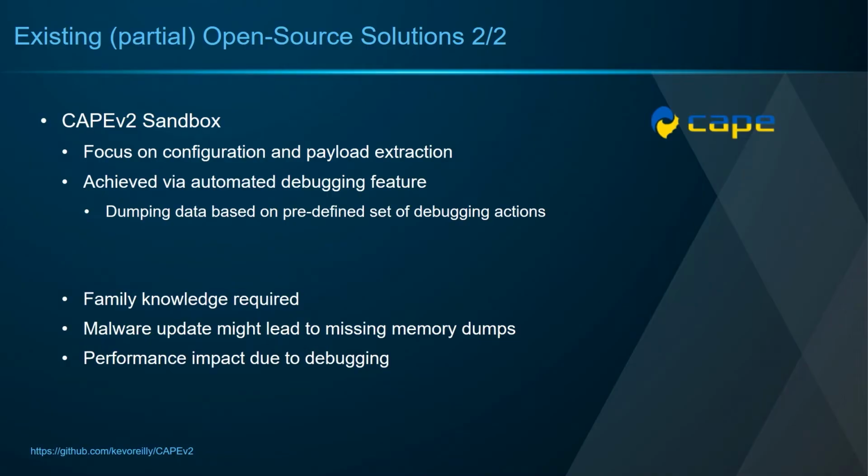But this has some prerequisites, or it requires some steps you need to take before, because to write those signatures and debugging actions, you need to know the family. You need to know the internals of the family, how it works, how it's structured. So you need to analyze it beforehand already. Another thing is that updates to the malware family may also lead to missing memory dumps because some internals change and the rules maybe don't match anymore, or the debugging actions won't fit the needs anymore.